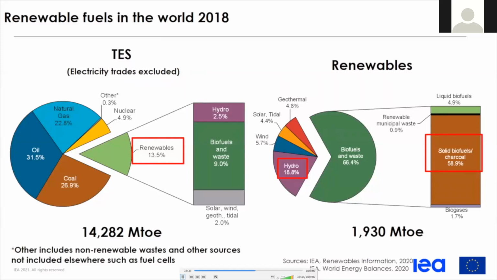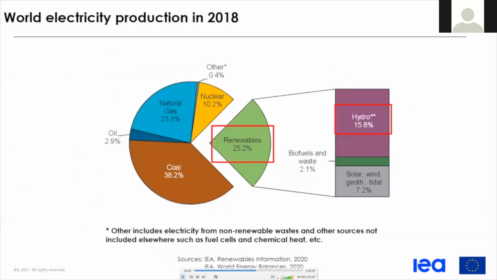If we look in more detail, we can see that almost 2/3 of renewables in our statistics are made of those biofuel and waste, and more specifically of solid biofuel and charcoal. Hydro represents the first element of electricity generation from renewable sources in our statistics. It is present in a large part of the world electricity production, representing almost 15% of the electricity generated in the world.